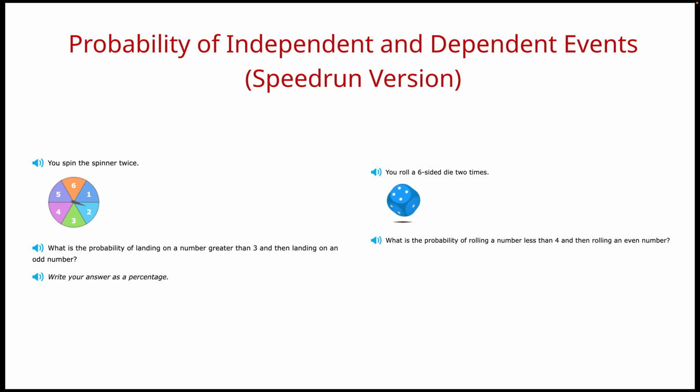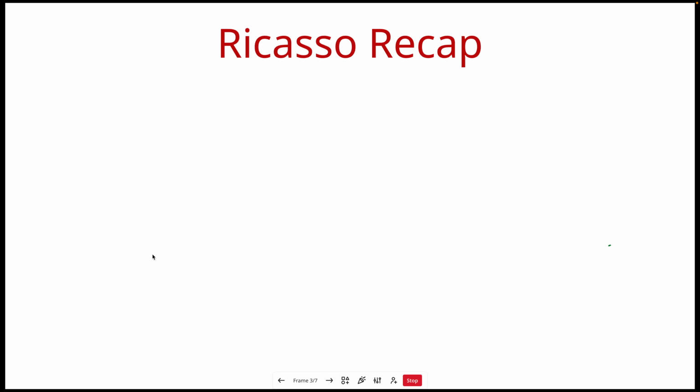Today we're going to be looking at the probability of independent and dependent events, similar to the problems that you see up on the screen. Just a reminder, this is the speedrun version where we go through it pretty quickly. If you'd like the normal version of the lesson, I will link that in the description below. All right, your Ricasso Recap starts now.